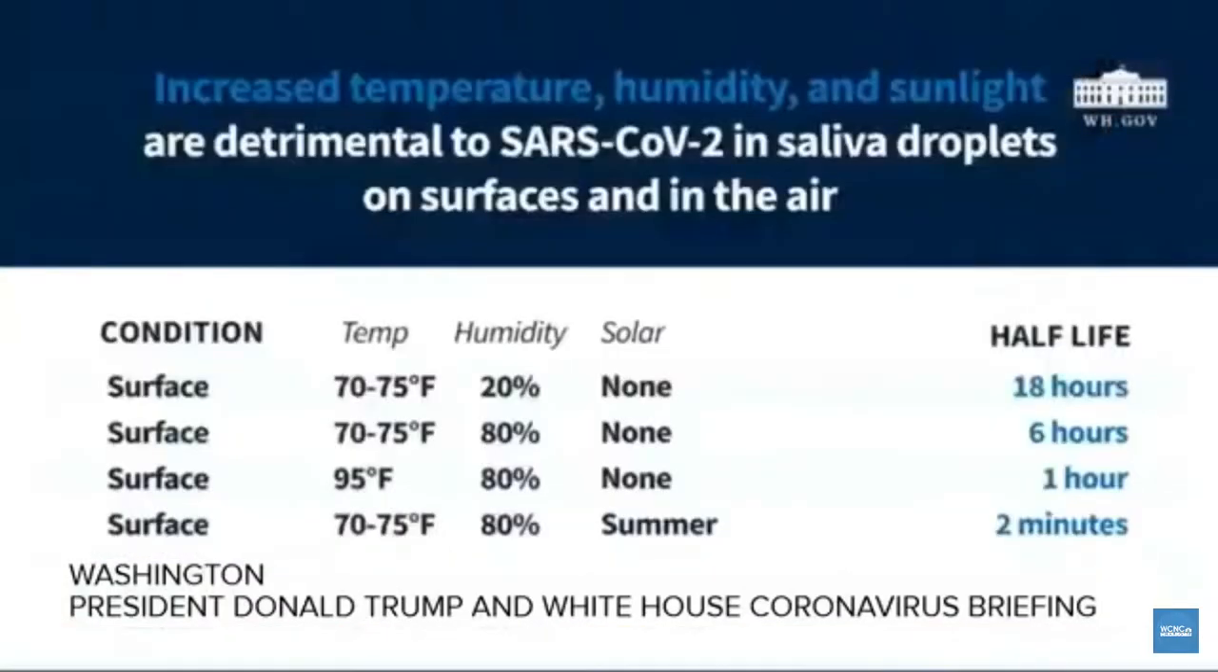You put it in a room, 70 to 75 degrees, 20% humidity, low humidity. The half-life is about an hour. But you get outside and it cuts down to a minute and a half. Very significant difference when it gets hit with UV rays.